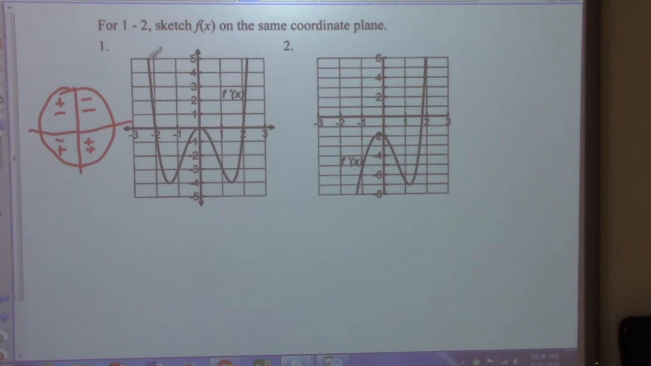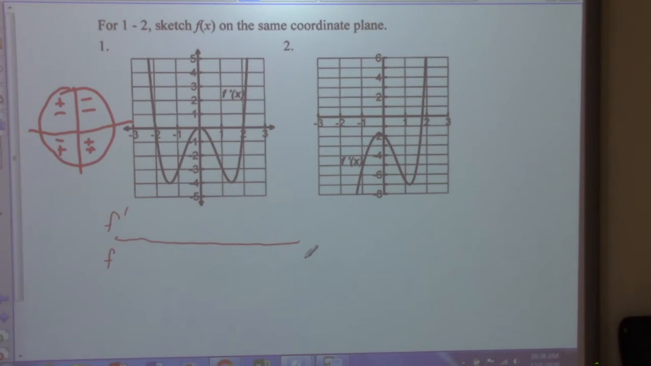So I want you to go ahead and for 1 and 2, sketch f of x on the same coordinate plane. Here you're given an f prime of x. What is f of x going to look like? So kind of like how we did yesterday? Yeah, except yesterday when we set the number line, we were looking at the bottom first. Here, we're going to be looking at what happens here and then deducing what's happening on the f front.